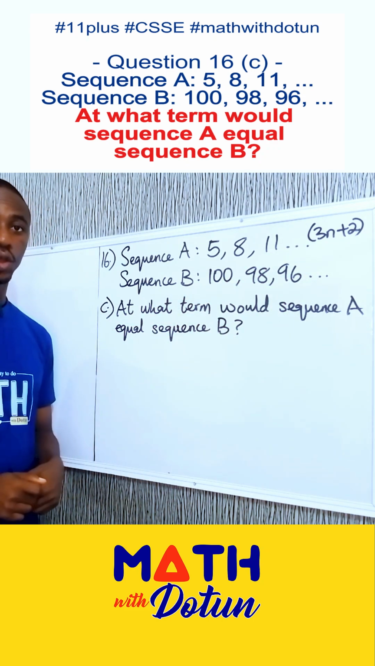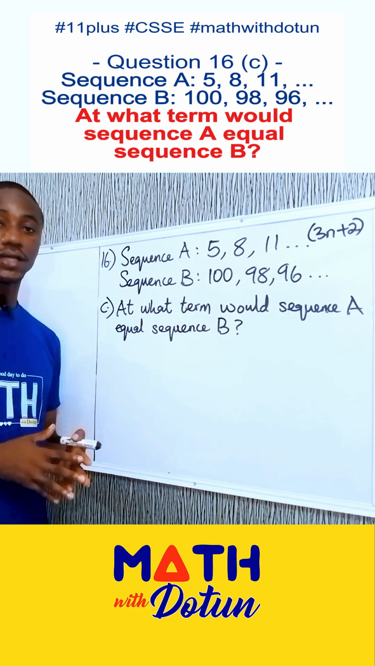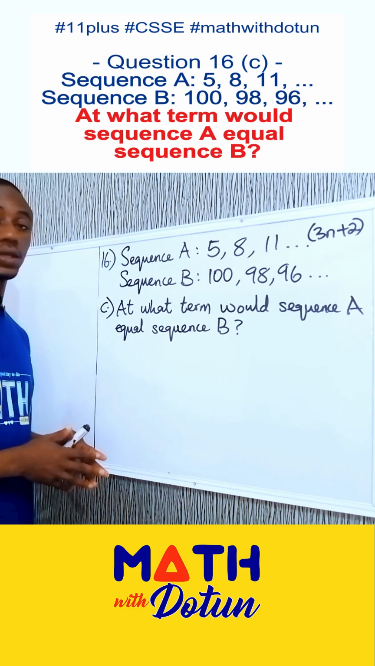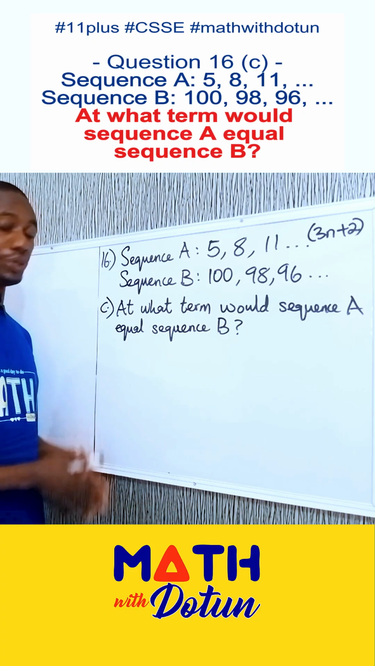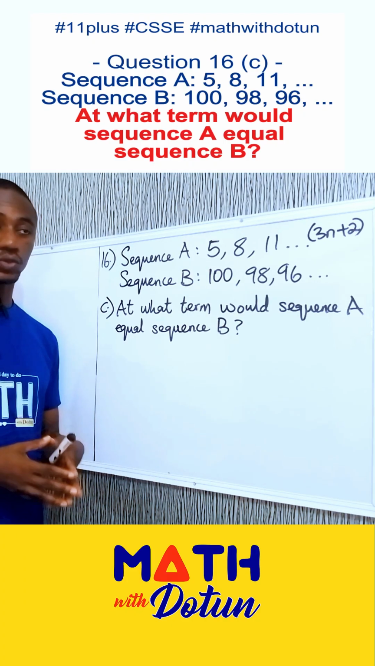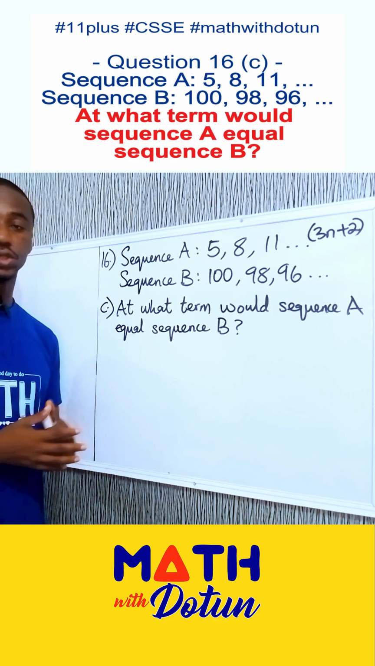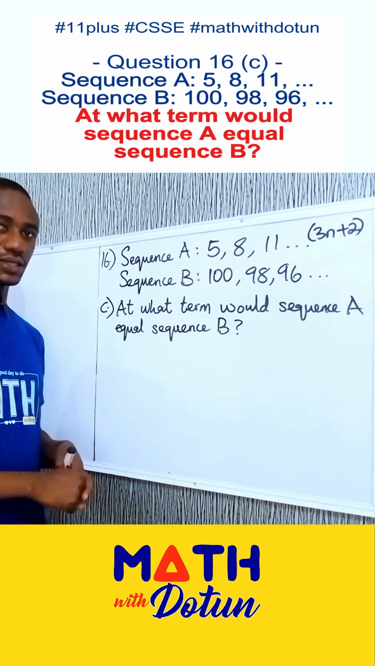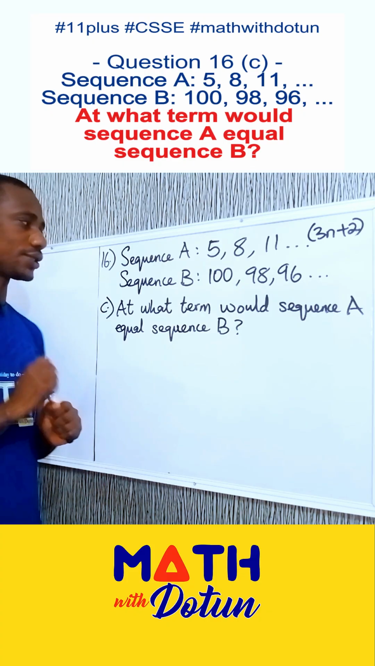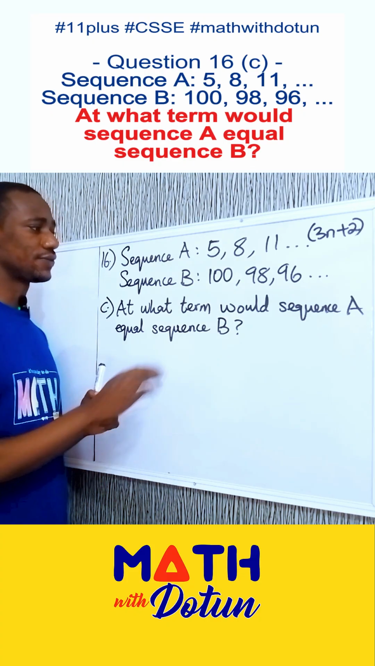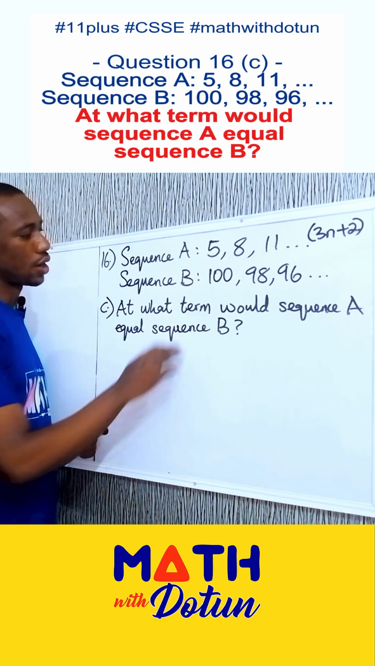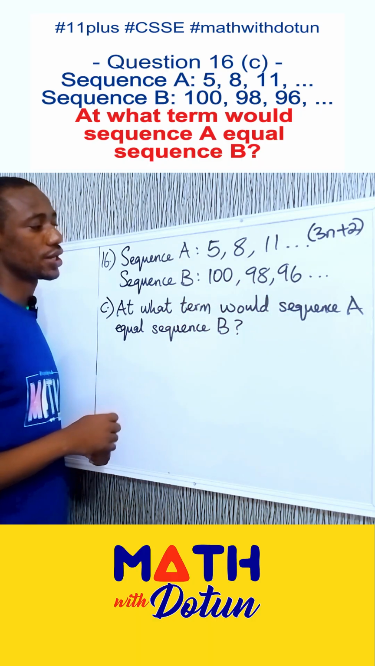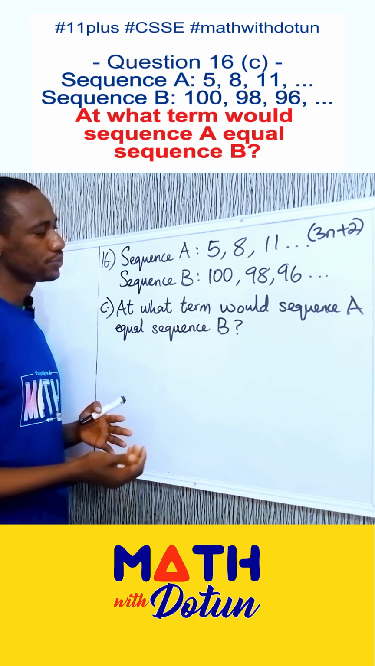plus 2. So we would need to do that for sequence B. And I'm happy we're doing this for sequence B because it's another method of finding the nth term, okay? And I need you to pay attention to this. So let's find the nth term for sequence B. We'll first look at it and check the common difference.